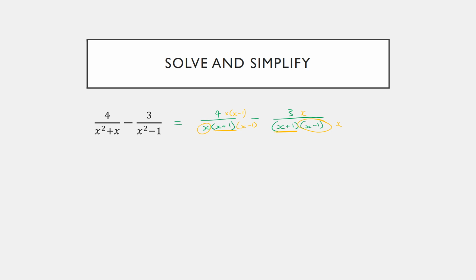So we can then rewrite that, and I'll expand some of these brackets as well. So we're going to get 4x minus 4 minus 3x over (x minus 1)(x plus 1). And then we can just simplify it down. So we're going to get x minus 4 over (x minus 1)(x plus 1). And now there's nothing left that we can factorize, so that's as simple as it goes.